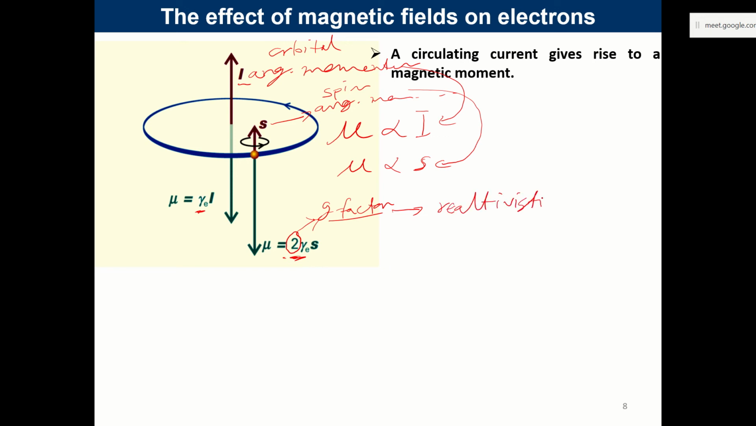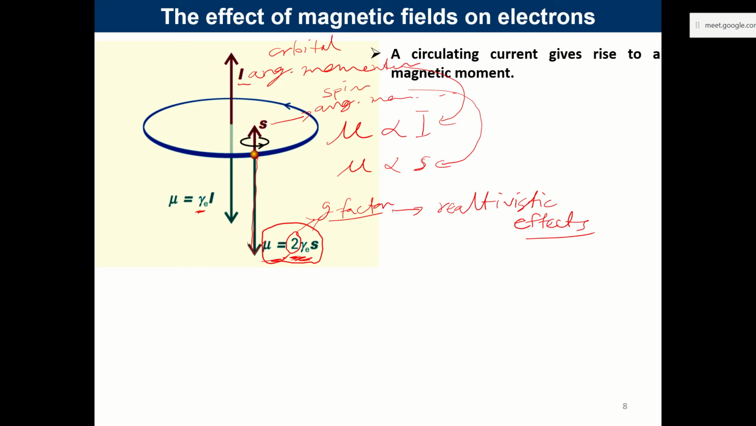So relativistic effects account for this g factor. Due to that effect, there is an additional contribution: spin angular momentum always generates a larger dipole. So fundamentally for an electron, you see this arrow is bigger. Why? Because this is the green one, the magnetic moment, and the magnetic moment due to the spin angular momentum is much larger than this one.